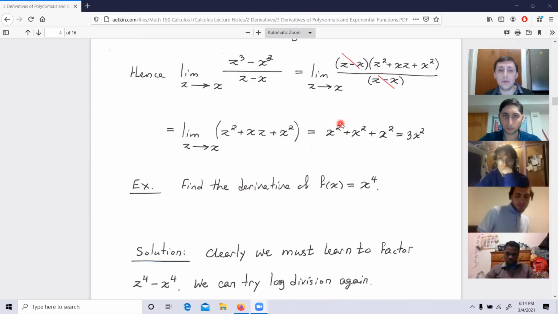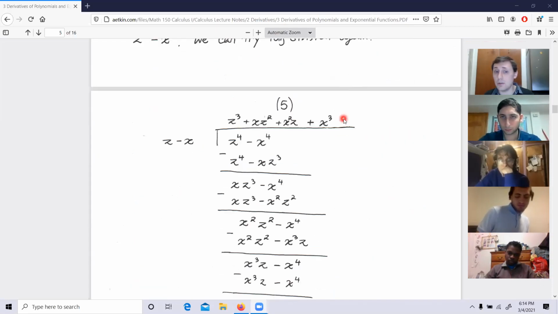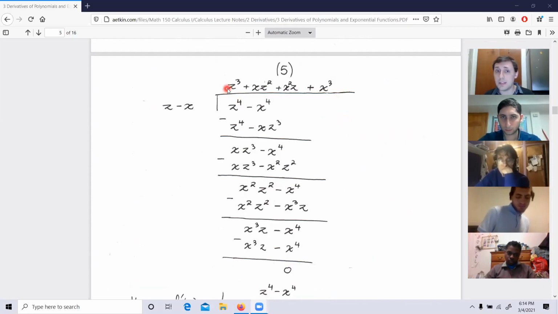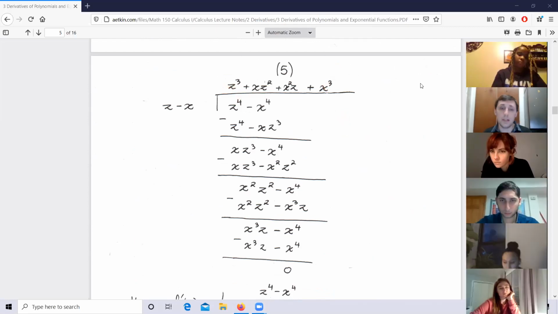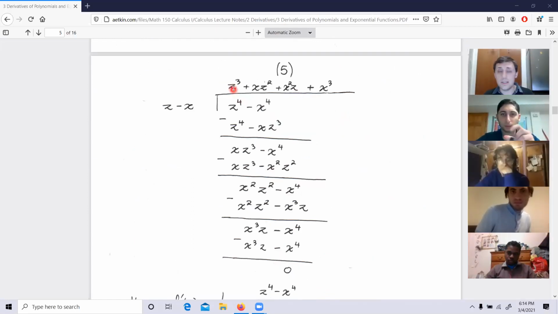Now, how do we verify that's the case? Again, we can use long division, and we notice a similar pattern. Do you see what we notice? It's z to the 4 minus x to the 4 seems to be z to a power less than 4, so it's z cubed, plus z squared x plus x squared z plus x cubed.